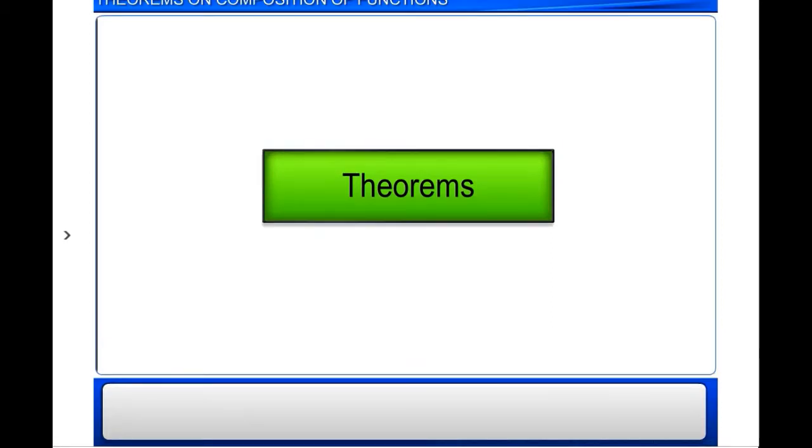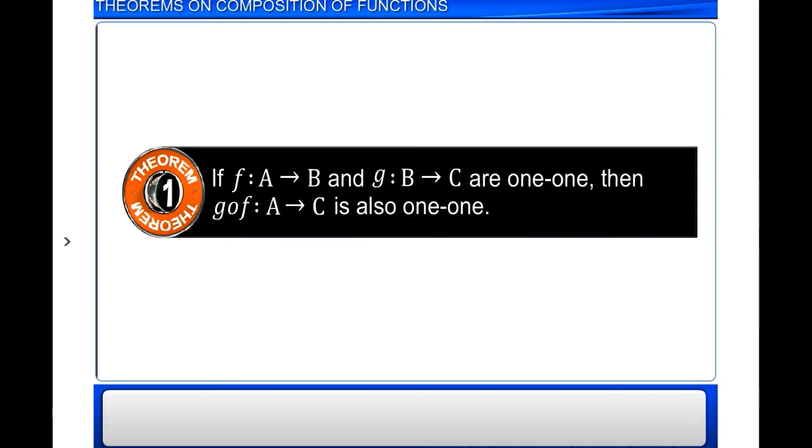Let us prove some important theorems on the composition of functions. If f is a function from A to B and g is a function from B to C, such that both are 1-1, then the composition of f and g is also 1-1.